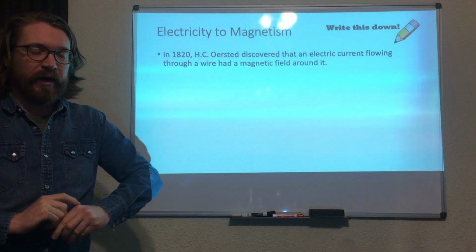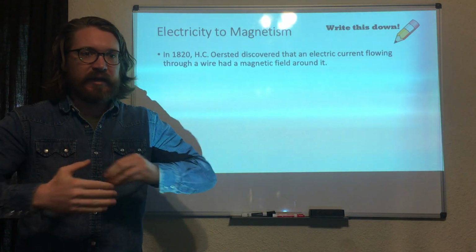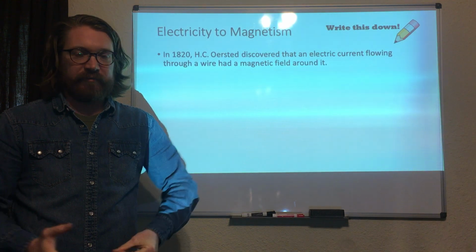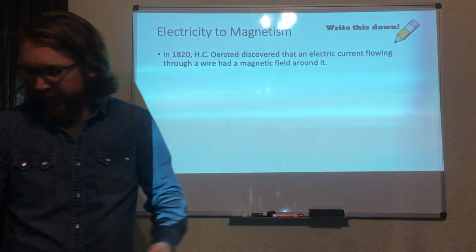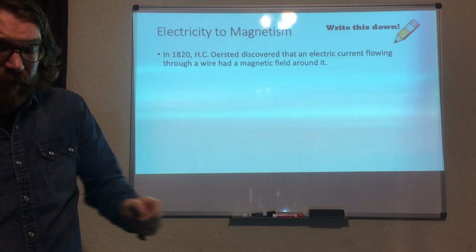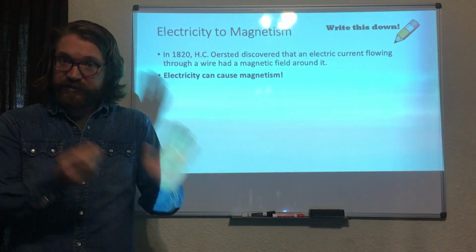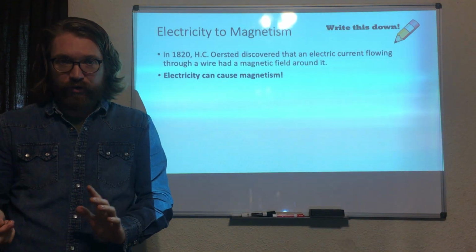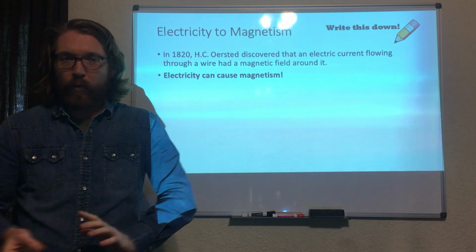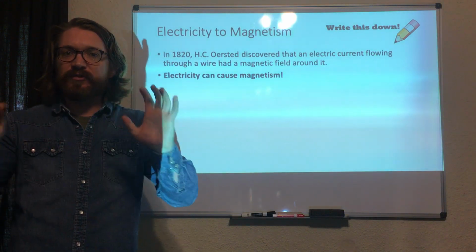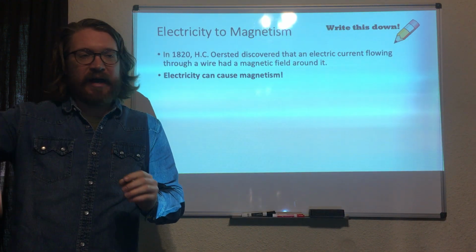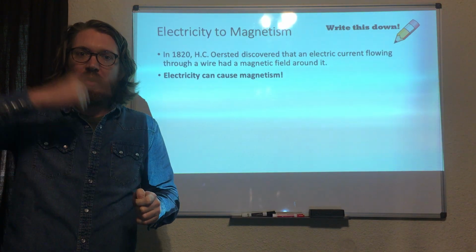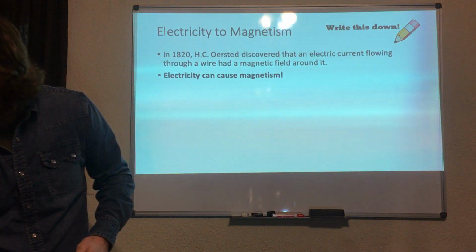And this is why we are able to use any kind of electronic device that we have, this electromagnetism, all right? So, simply put, electricity can be used to create a magnet. Wherever there is electrical current, there is a magnetic field going around that current, okay?